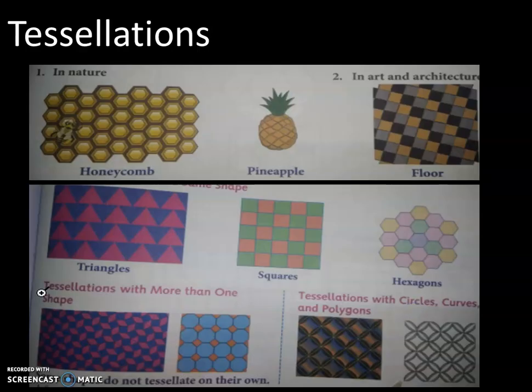Then tessellations. What is meant by tessellations? It is geometrical shapes repeating a pattern without overlapping. Like this honeybee, it is in nature. We have the honeycomb. It is in the shape we just read in geometry. What is this shape? 1, 2, 3, 4, 5, 6. Hexagon shape. And then pineapple also comes under nature. Then art and architecture, this flooring, tiles.